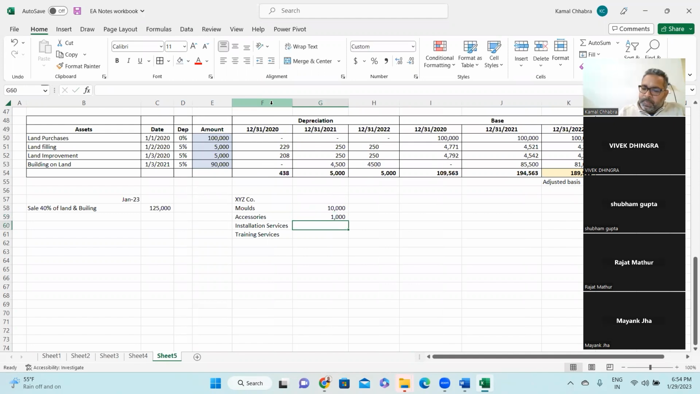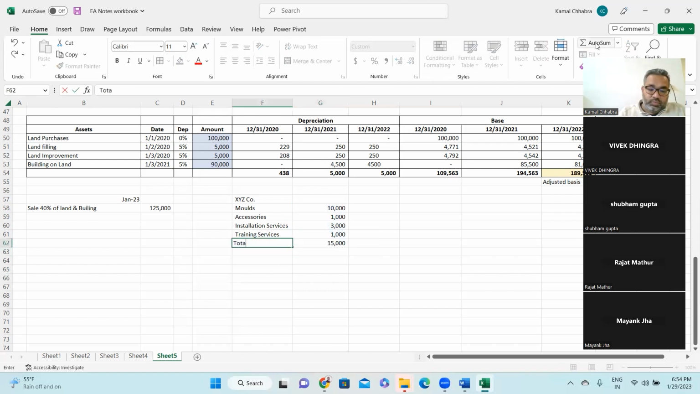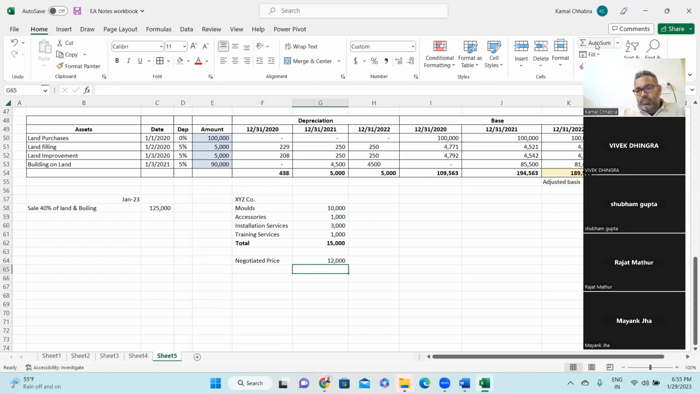Individually, they charge, let's say, $10,000 for a mold, $1,000 for accessories, $3,000 for installation, and $1,000 for training, right? So individually they charge $15,000. And now you have negotiated, let's say $12,000. The negotiated price is $12,000. So now your cost is $12,000, but you are getting the machinery, installation, and everything worth $15,000. So what amount will you capitalize?